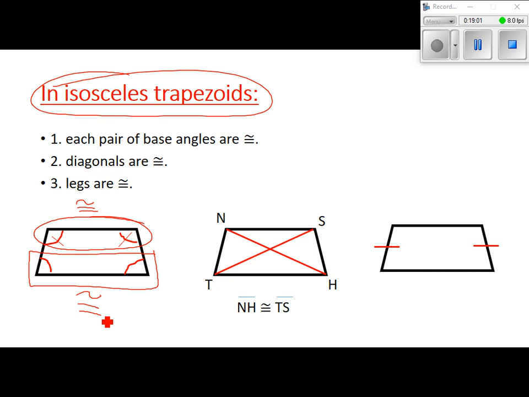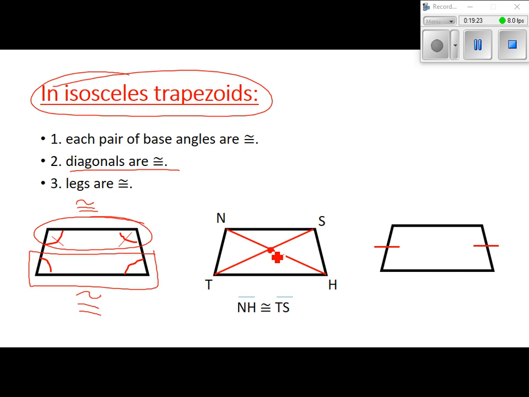In an isosceles trapezoid, the diagonals are the same length. So the diagonals are congruent. Now you got to be careful. In a parallelogram, or in a rectangle, the diagonals are congruent and they bisect each other. In a trapezoid, the diagonals do not bisect each other. Mark this on your paper there.